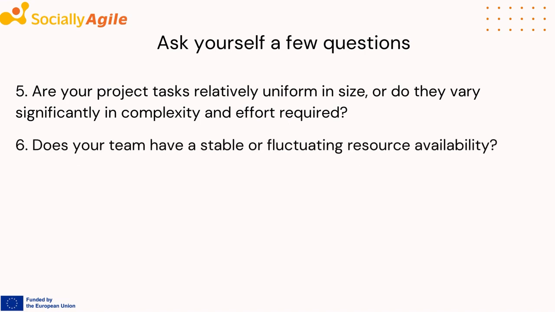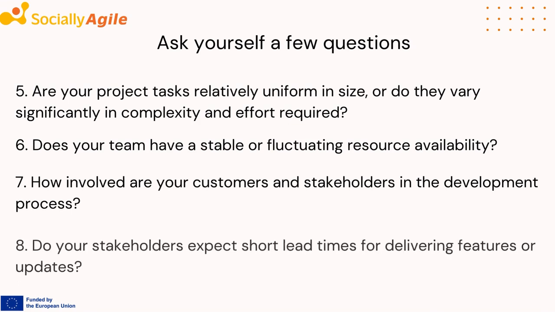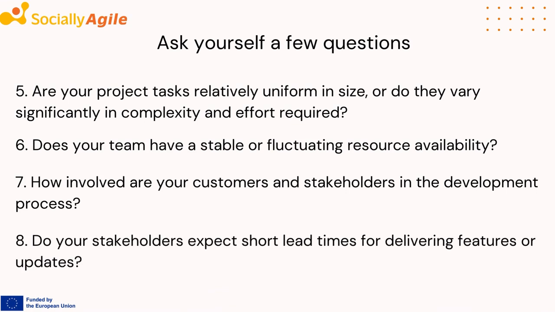6. Resource availability. Does your team have a stable or fluctuating resource availability? Scrum teams often require a fixed team size for sprints, while Kanban can accommodate changes in team composition more easily. 7. Customer engagement. How involved are your customers and stakeholders in the development process? Scrum encourages regular customer feedback through sprint reviews, while Kanban allows for more continuous collaboration. 8. Lead time expectations. Do your stakeholders expect short lead times for delivering features or updates? Kanban's focus on reducing cycle time can be advantageous when quick delivery is critical.